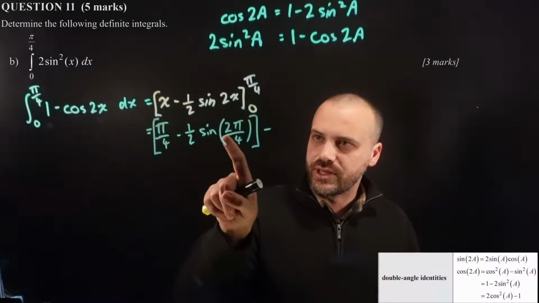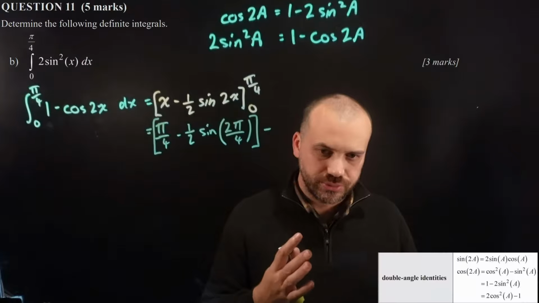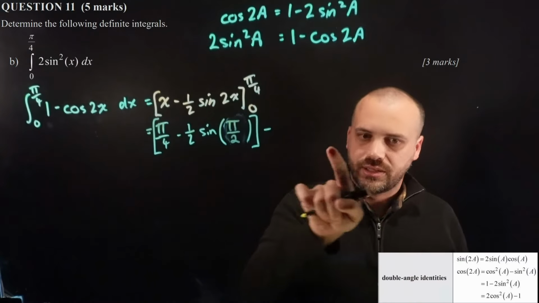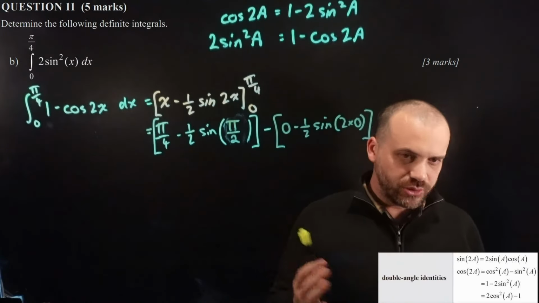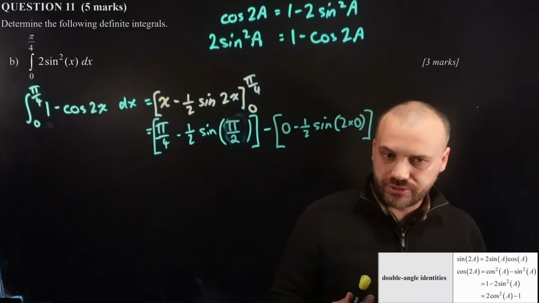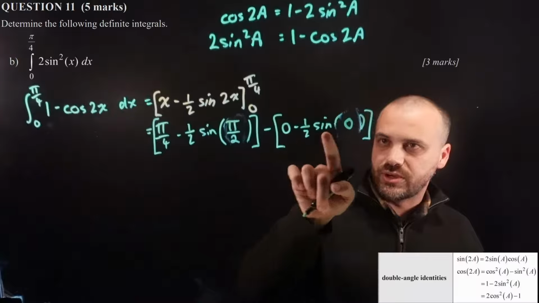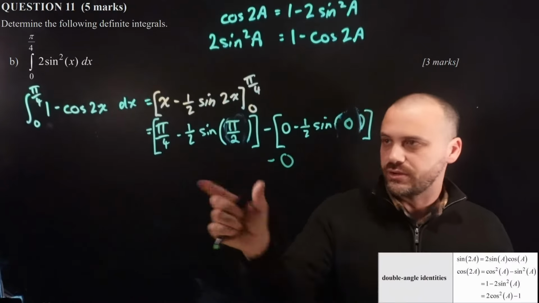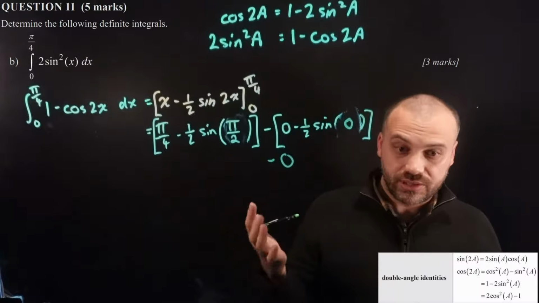Now I can simplify that a little bit. 2 pi on 4 is going to be the same as pi on 2. All right, we'll deal with that in a second. And then we sub 0 in here somewhere. Now I've written sine 2 times 0, which is of course silly. That's just sine 0. But of course, even bothering to do that's too much because this is 0 and sine 0 is 0. So we're subtracting 0 from whatever this happens to be. So now we just need to figure out whatever this is.